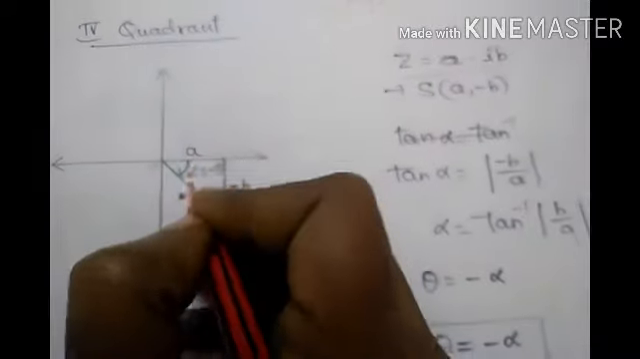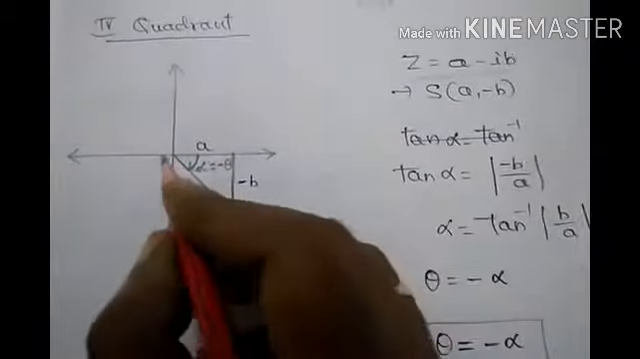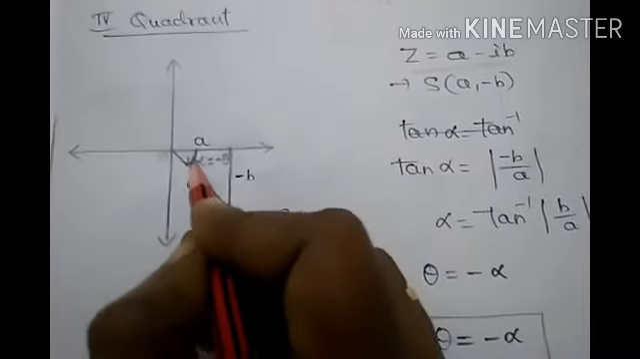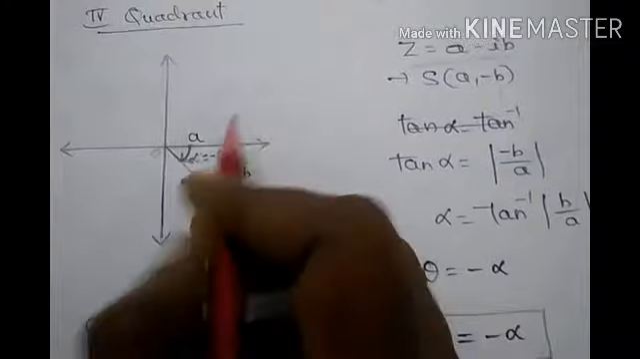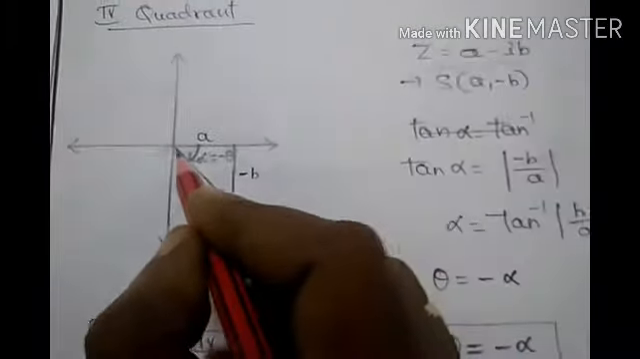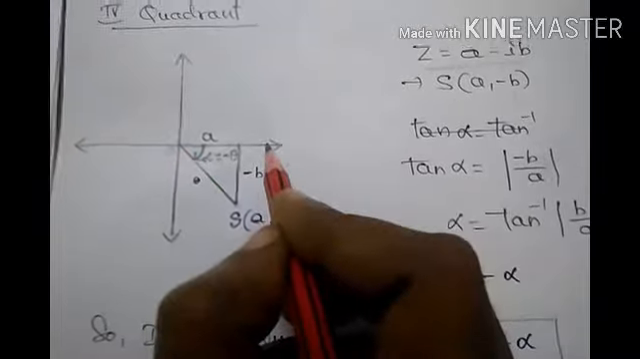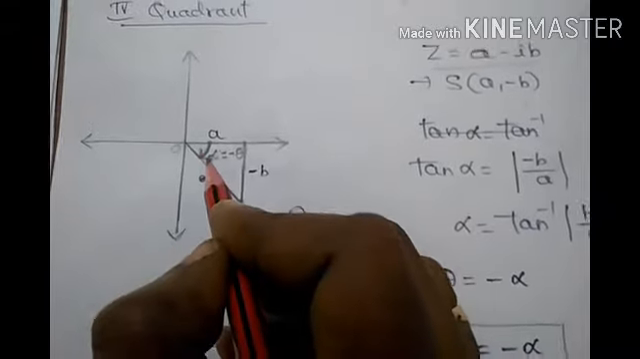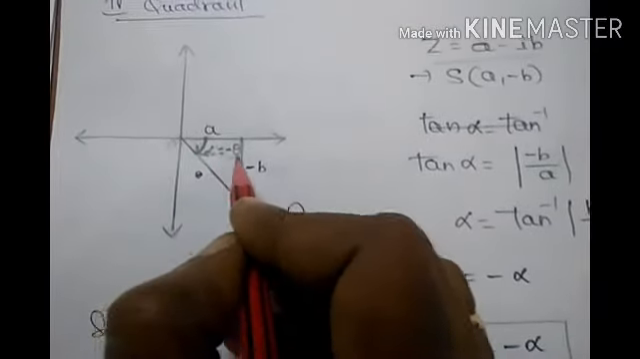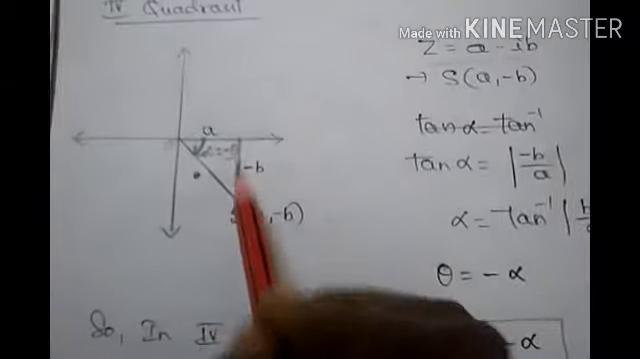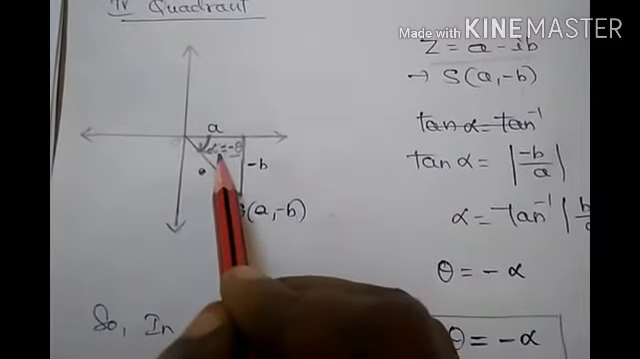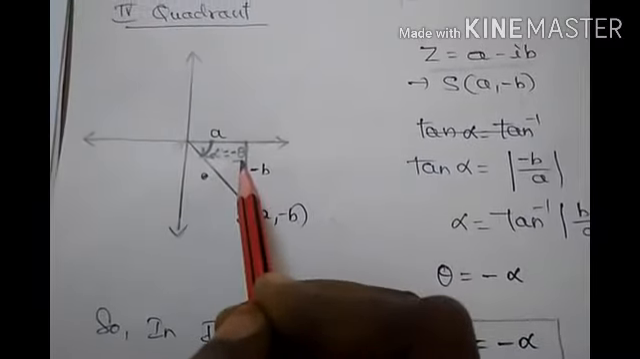Here we are taking the argument theta in the negative, clockwise direction. The angle made by the line OS with the positive real axis is called the argument. That means the angle made by the line OS with the positive real axis in the clockwise direction. So here the argument is negative. Now consider this right angle triangle. The acute angle is alpha. Here alpha is equal to minus theta, that means theta is equal to minus alpha also.